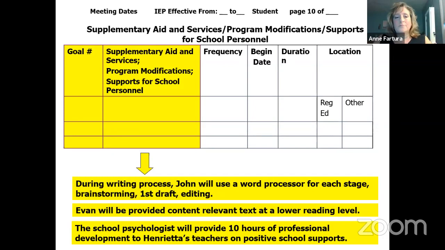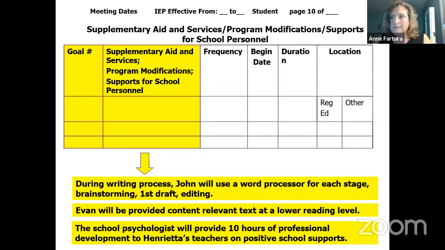It might be those program modifications, and that includes any kind of modified curriculum or modifications to the general regular ed program. And then supports for school personnel, if we have, say, a paraprofessional who needs some kind of professional development to better help that student, and not just to be by his side, but to be able to provide the student with the support he needs to meet his goals and access his education. Okay, so those are the descriptions of those things.